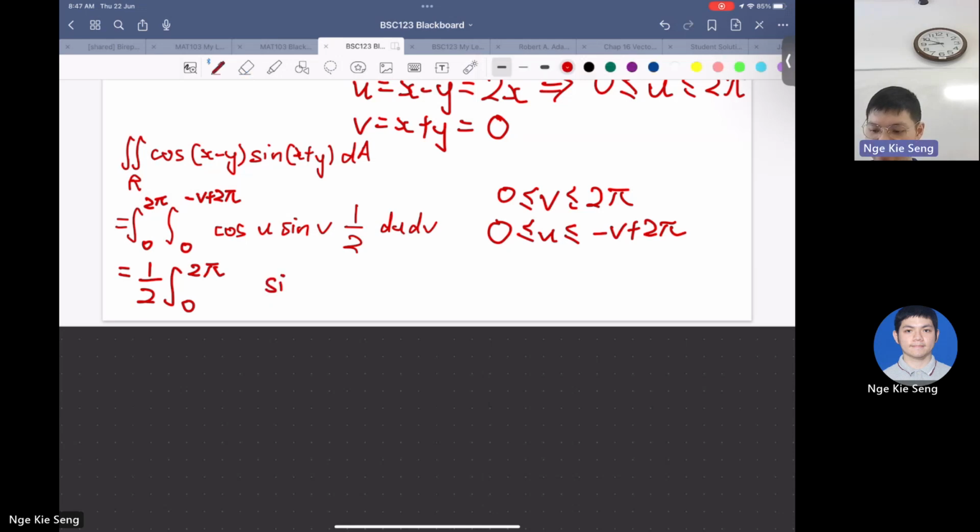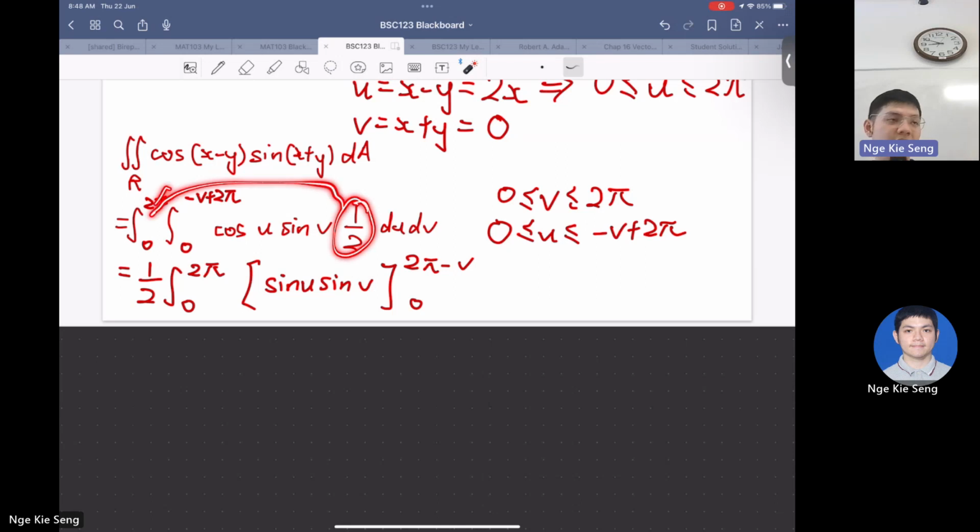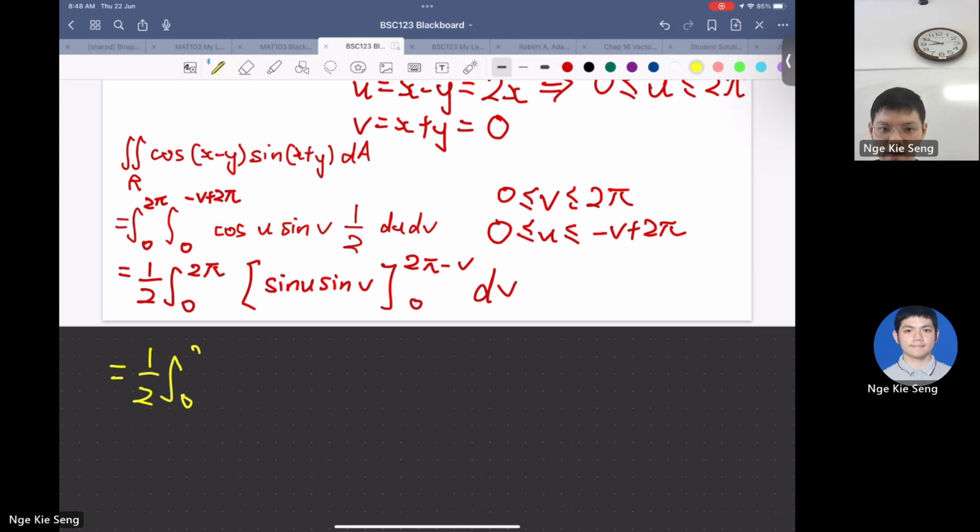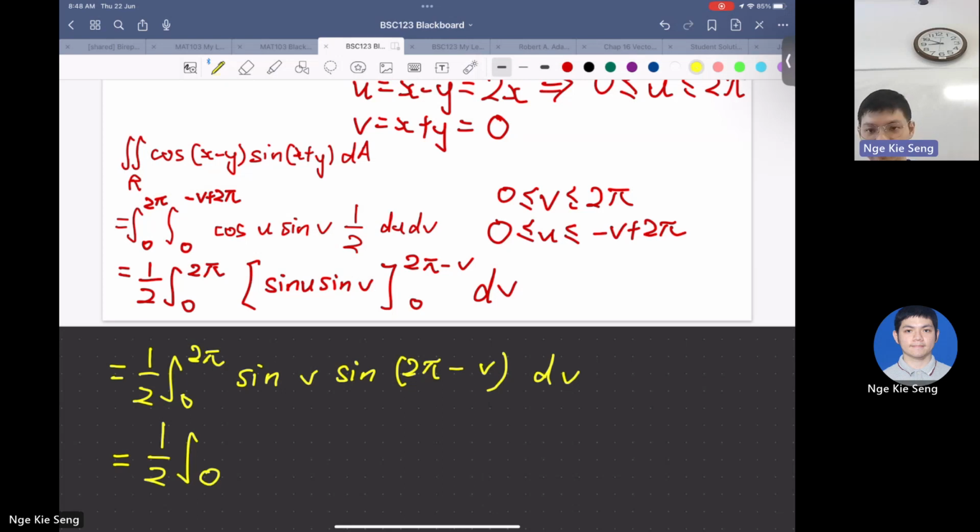Sine u, sine v, from 0 to 2 pi minus v. Note that I pulled my half outside already; this is a scalar I pulled out. So you get sine v sine of 2 pi minus v dv. The other term is 0, so we don't care. What is sine of 2 pi minus v? Shifting by 2 pi doesn't change anything, but sine of minus v is minus sine v, because sine is odd. So you get minus sine v.